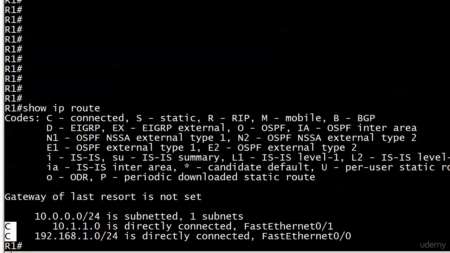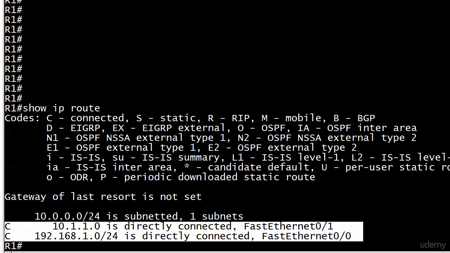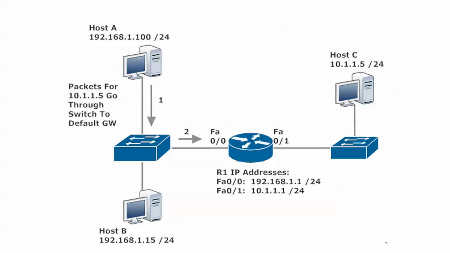And you can see there are the letters C. Always look over here for the code. And then, of course, for your exam, I would have a couple of these memorized, definitely C for connected. But you can see the two entries, no pun intended, that the router has. It's got an entry for 10.1.1.0, directly connected off FastEthernet 0/1. And then the 192.168.1.0/24 network it's directly connected to on the other side of the router on another FastEthernet interface. So that's where we are right now.